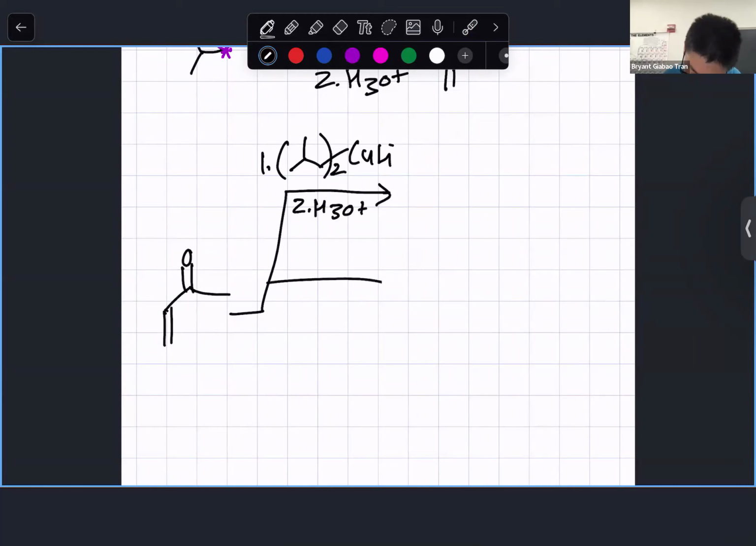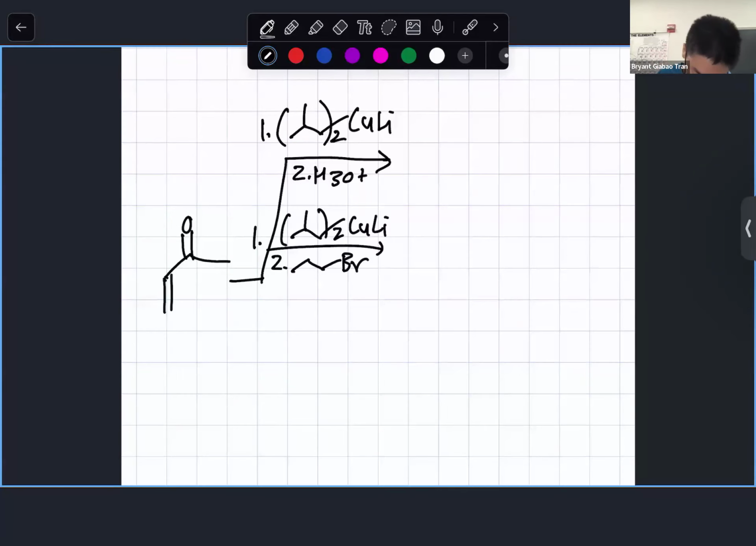First step. And then second step, some kind of haloalkane, Br. Let's now use an enamine here. First step, second step, acid workup.